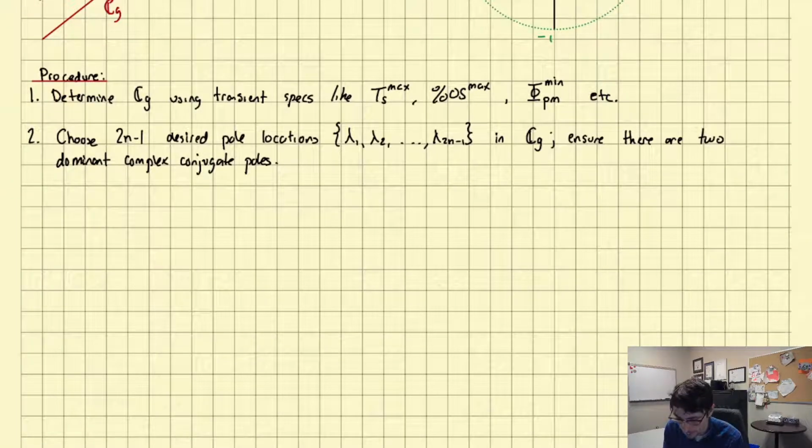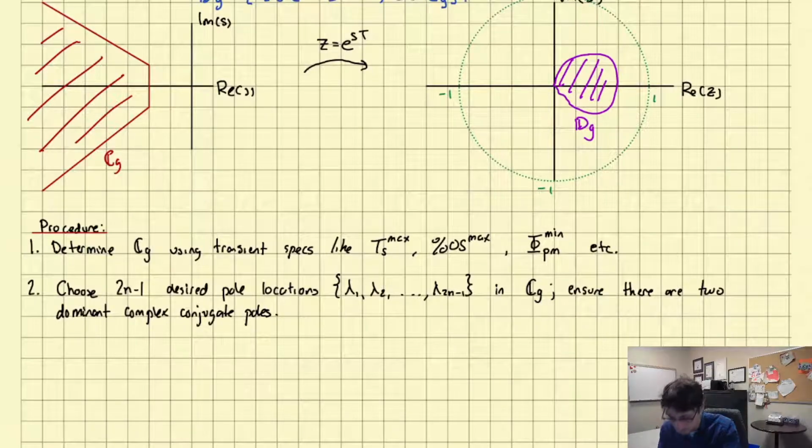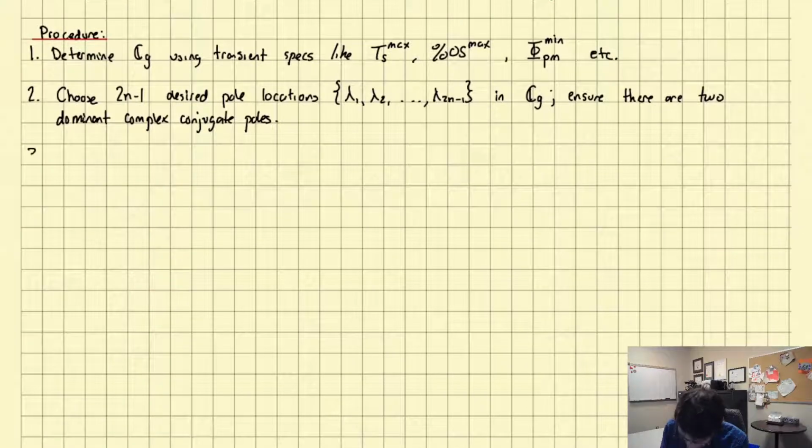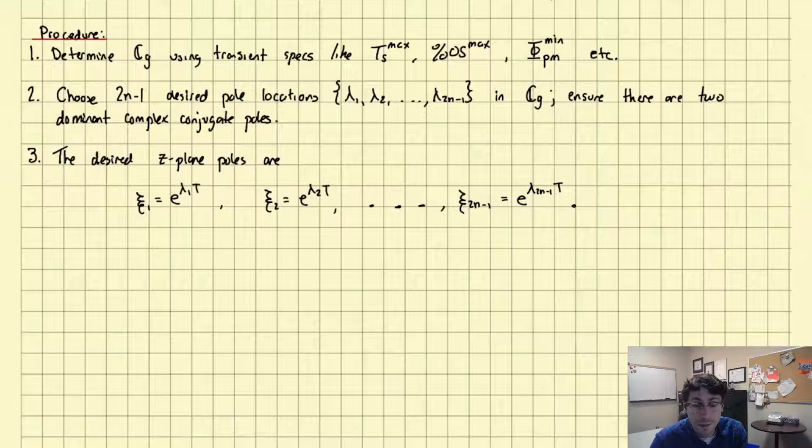So in other words, the first 2 steps of our procedure are no different than what you do in continuous time. There is an extra step though in discrete time. As pictured above, we'll take those desired pole locations and map them to the Z-plane. So step 3 will be to generate the desired Z-plane locations. The desired Z-plane poles are these e to the lambda T, dot, dot, dot. And that's the procedure. And that's how we will pick our desired pole locations for doing discrete time pole placement.